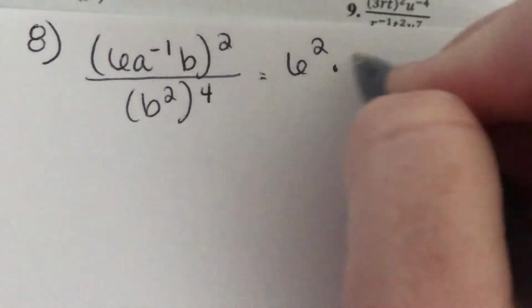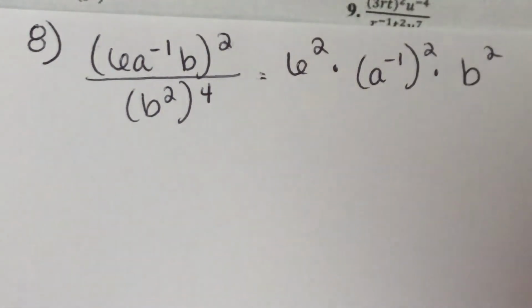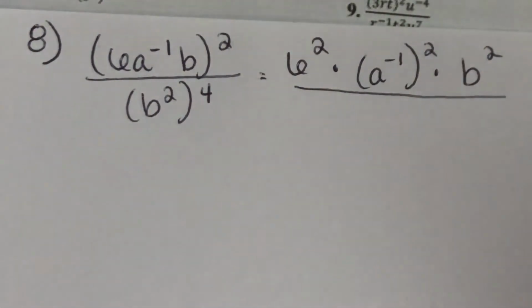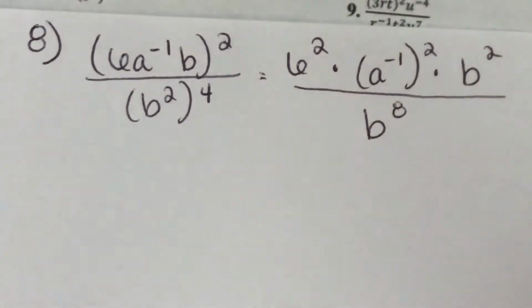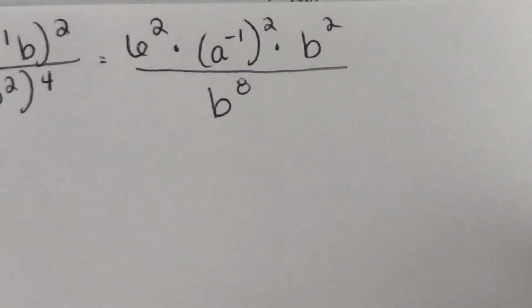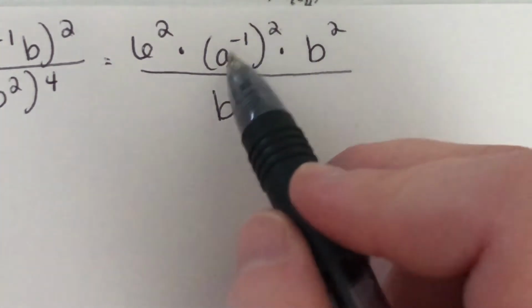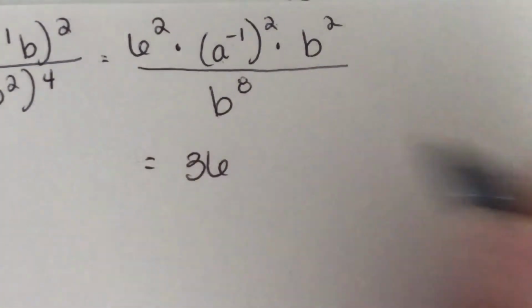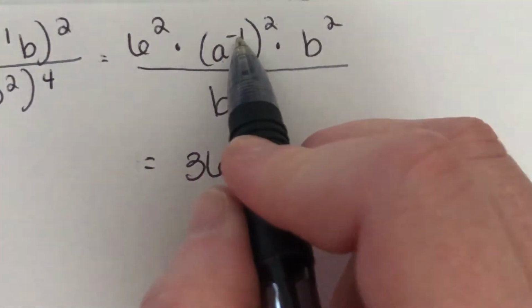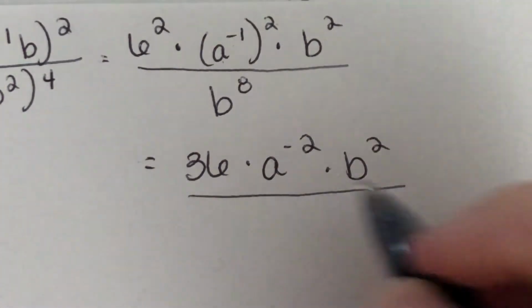So I'm going to have 6 squared times a to the negative 1 squared times b squared all over b squared to the 4th power. 2 times 4 is 8, so b to the 8th power. So now I've got this guy. Now I can simplify even more. I'm going to change this to negative 1 times 2 is negative 2, a to the negative 2, right? 6 squared is 36. I can go ahead and simplify that. A to the negative 1 times 2 is a to the negative 2, b squared all over b to the 8th.